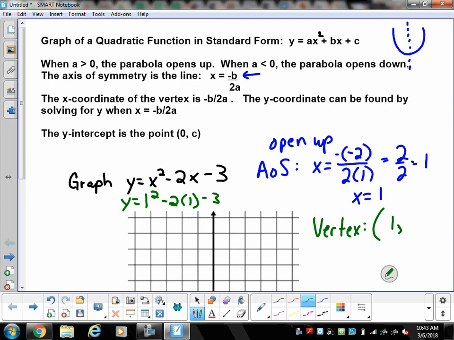So instead of x squared, I have 1 squared. Instead of minus 2x, I've got minus 2 times 1, and I've got minus 3. And I can evaluate that now and get what y is. So that'll be 1 minus 2 minus 3. And 1 minus 2 is negative 1, minus 3 is negative 4. So the y-coordinate of the vertex is going to be negative 4.